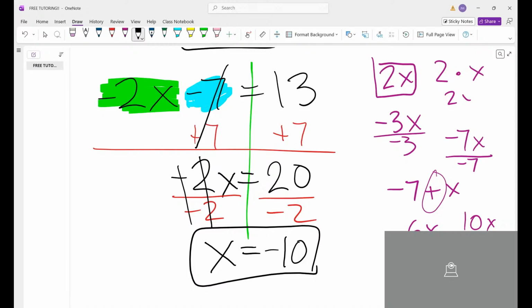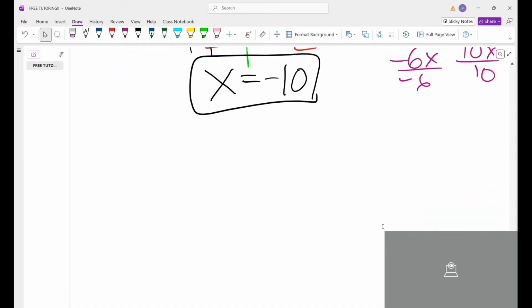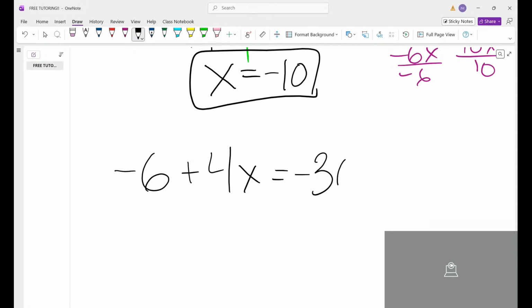All right, let's try a few more of these problems. So let's say you had, let's do another equation. Again, I'm going to mix it up a little more, but still keeping it basic with things on the left side. Let's say you had negative 6 plus 4x equals negative, let's say 30. All right, feel free to stop the video and work this problem out.